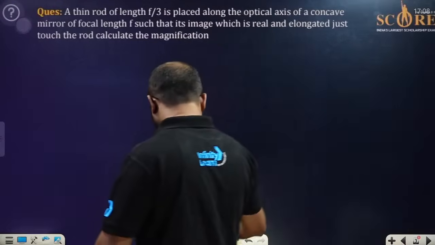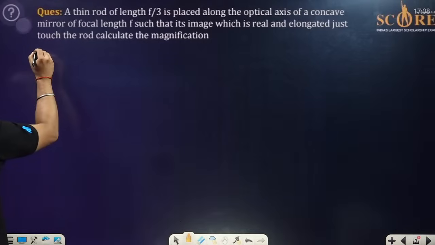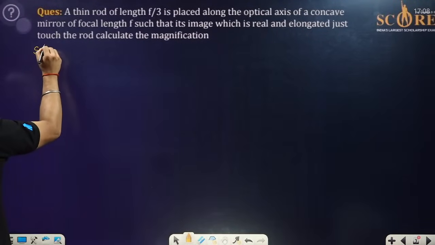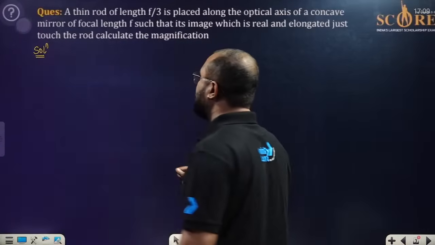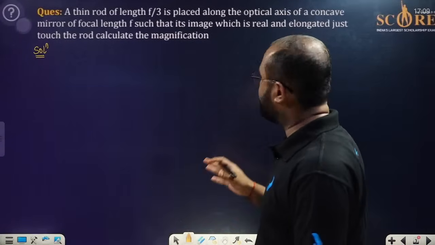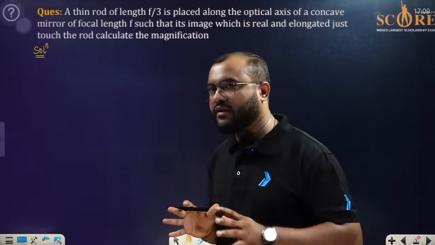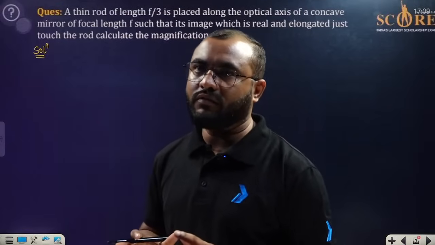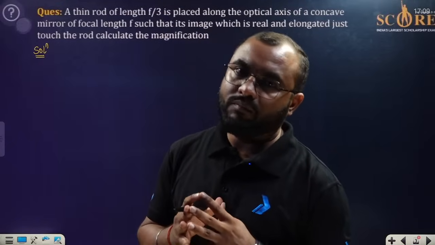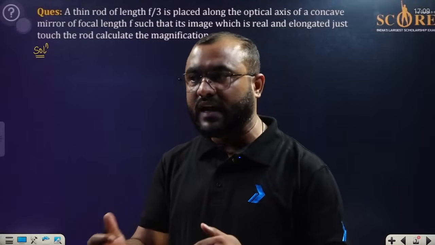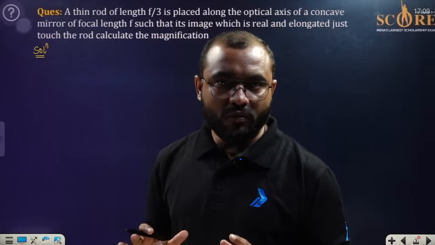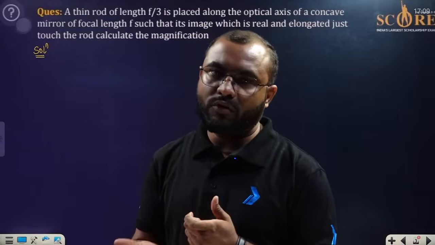Fine, people. Let us solve this particular question. The solution is pretty simple if you try to understand what it is asking. In this type of question, the first thing you have to take care of is to find out which type of mirror or lens it is, so that the sign convention will be very clear in your mind, whether we have to put plus or minus.